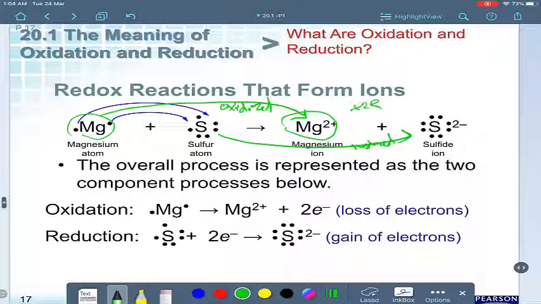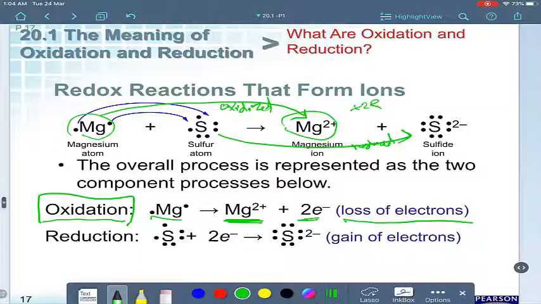We can write this half equation. We call it a half equation, and we call it the oxidation process only. Look, oxidation here: magnesium loses 2 electrons and changes into Mg positive 2. What happens here? Loss of electrons. This is the oxidation half of the oxidation reaction.